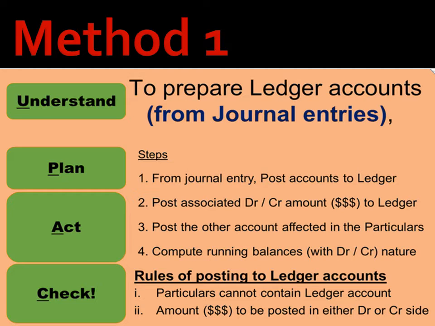We need to check that the reason or the particulars column cannot contain the same as the ledger account that we are preparing. The second check is we need to ensure that only one amount is posted to either the debit or credit side. There will never be a case where 2 separate amounts are placed in both the debit and credit columns.